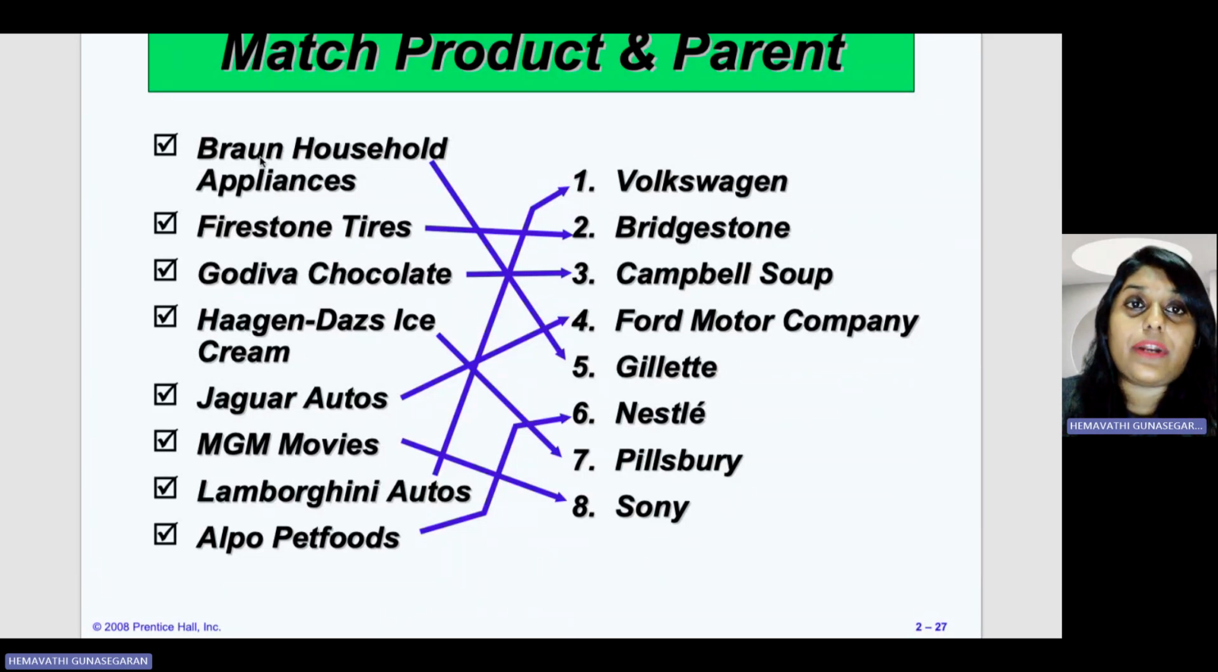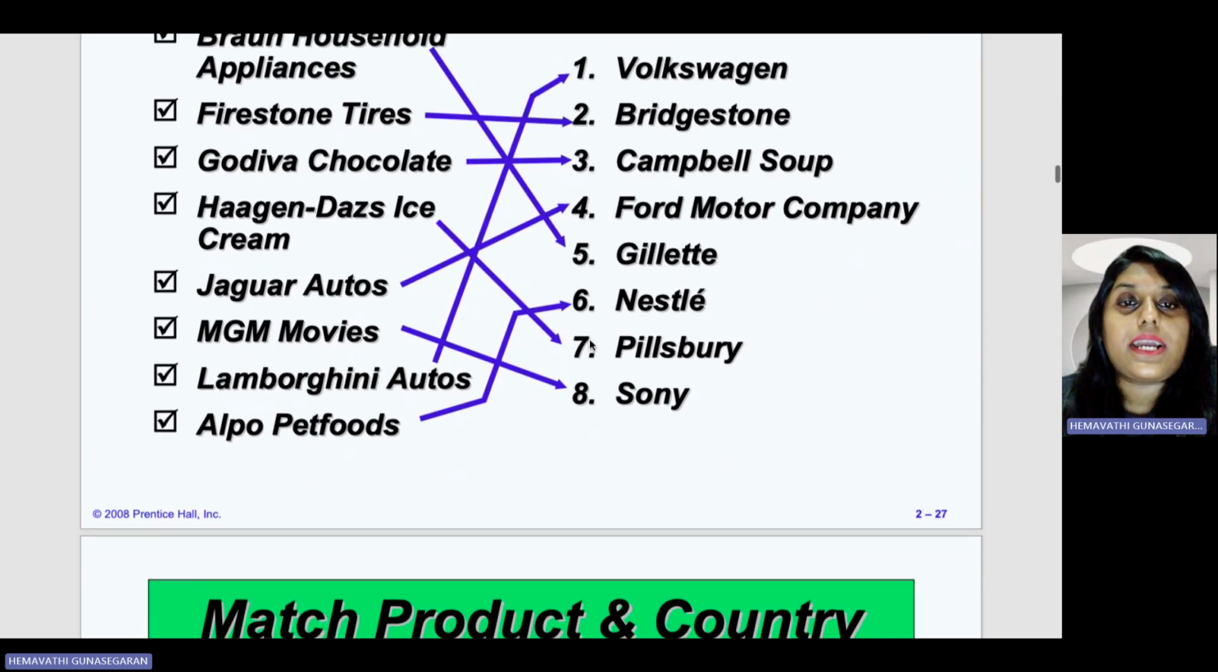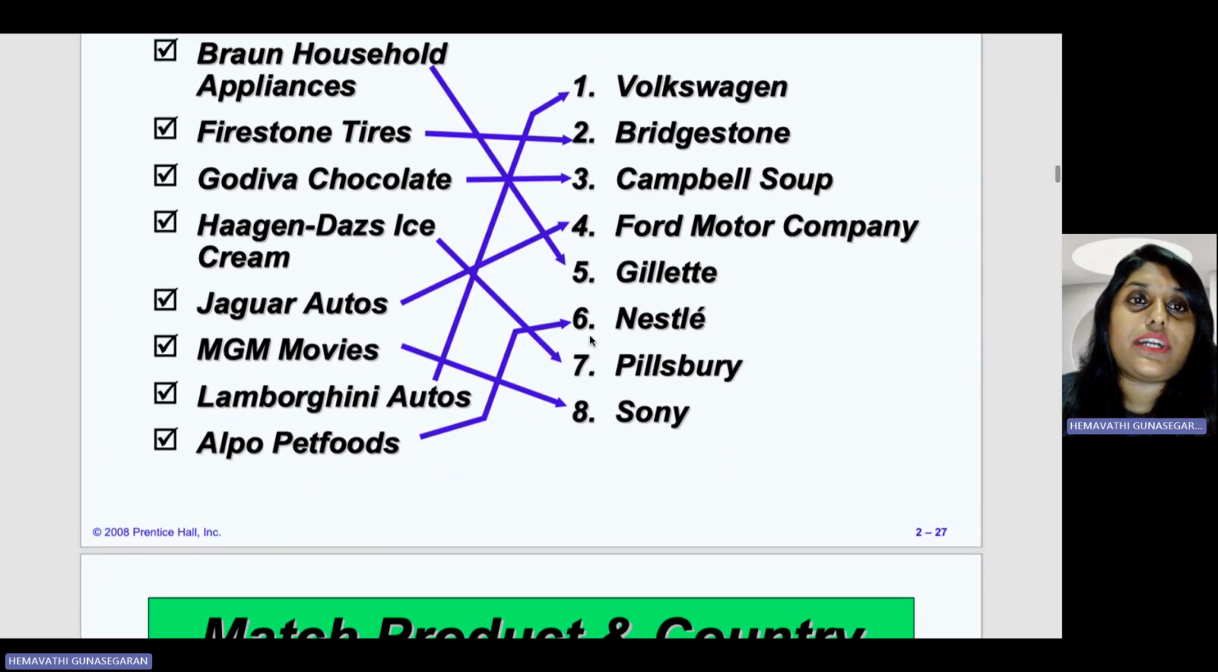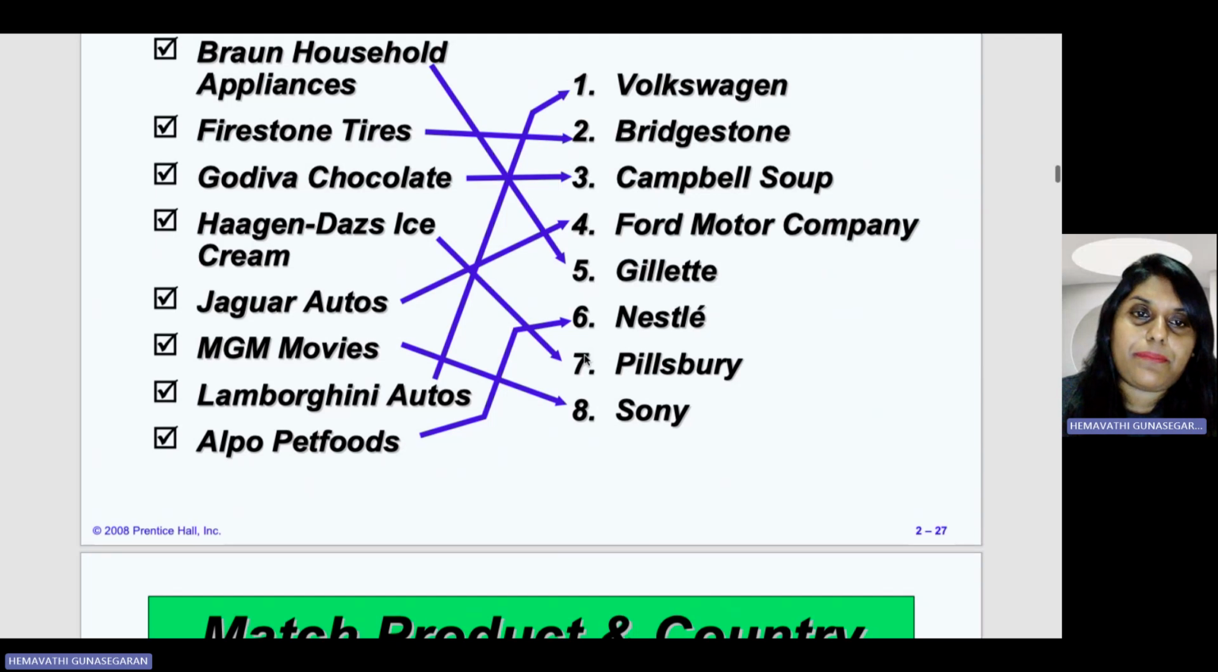We have Braun household appliance, of Gillette, and then we have Firestone tires, of Bridgestone, Godiva chocolate, Campbell soup, Häagen-Dazs, right? We have different products, and then we have different companies. Sometimes we know that this product is of this company, but sometimes we do not know. We just obtain their product only, and then we assume that the product name is the company's name, right? But when we look at an overview, we know that they are different kinds of products and they are different kinds of companies.